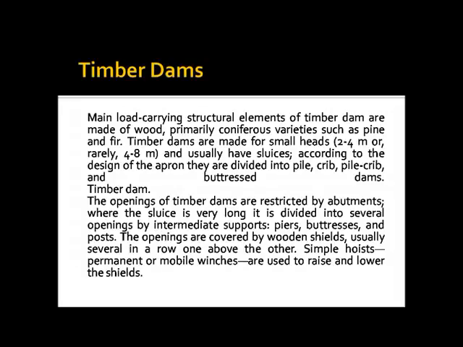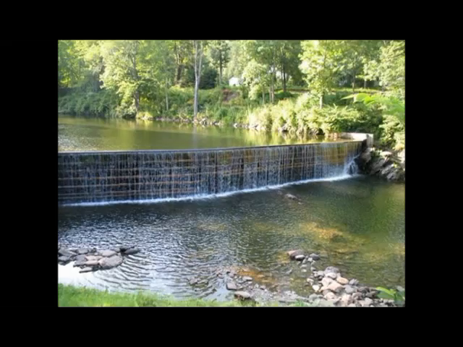Then we have the timber dams. The wood usually used for such timber dams are pine and fir, that is the coniferous varieties. The thing about timber dams is they do not have high heads. There is very small head, usually about 2 to 4 meters. And also they have sluices. I already told you what sluices are. They are water channels. So these timber dams have sluices, and you can also see a picture of it here.